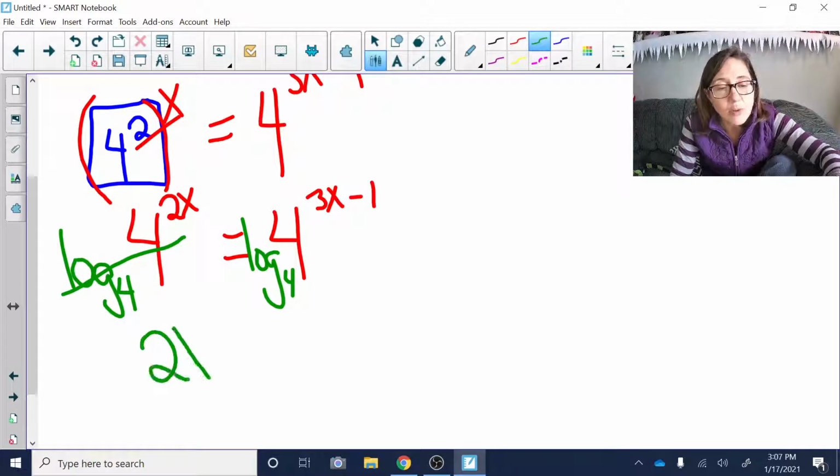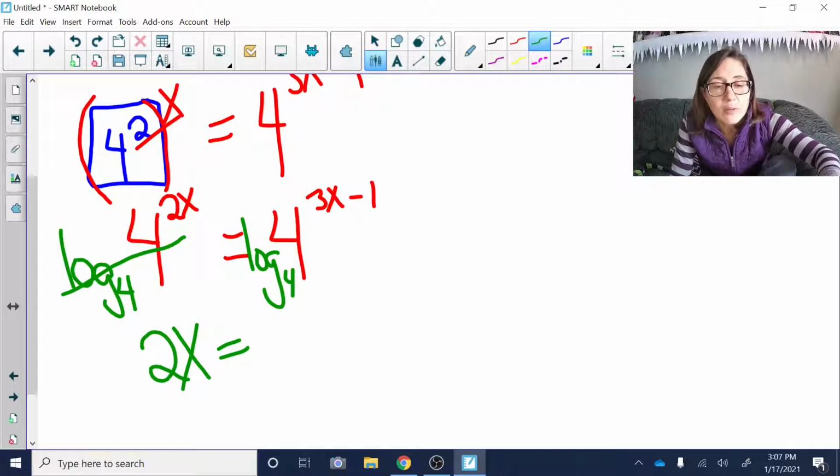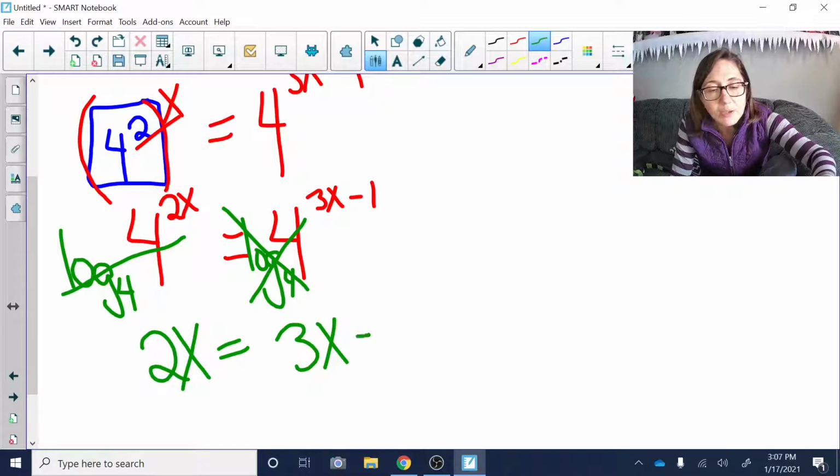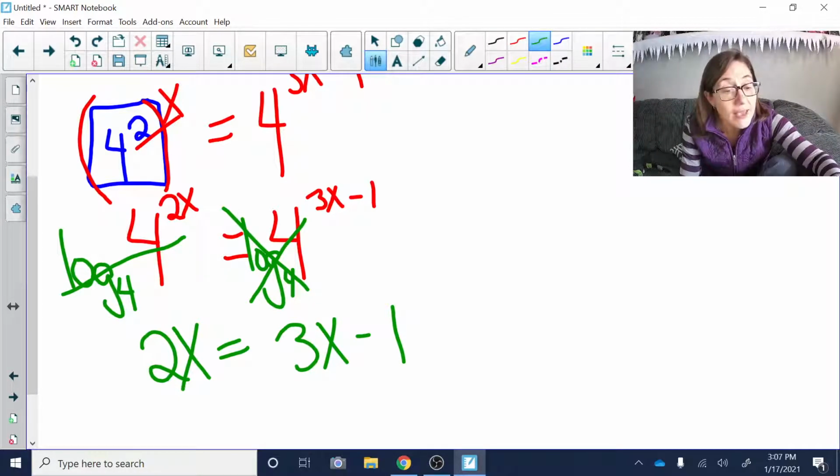So it would just leave the 2x. Over on the right side, the log base 4 of 4 to the whatever, those would cancel each other out, and it would just leave the 3x minus 1. Okay, so now we're just down to a normal linear equation. So we can solve that.